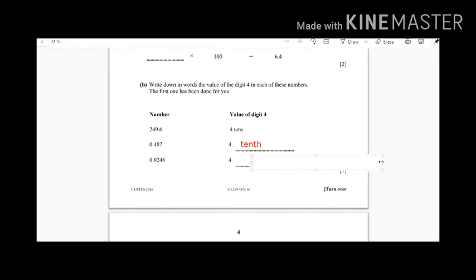Now this one, tell me. The 4 position. What will you say? I think you have done this before, 5 or 7 years ago. 100 or 1000? 10, 100? Thousandths. Thousandths, because it ends with the 'th'.